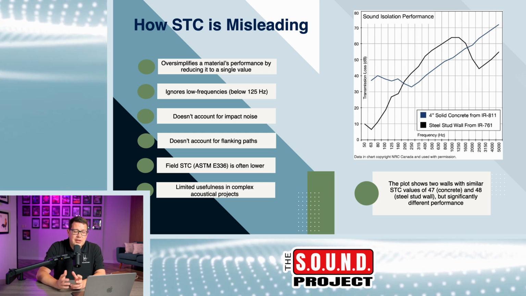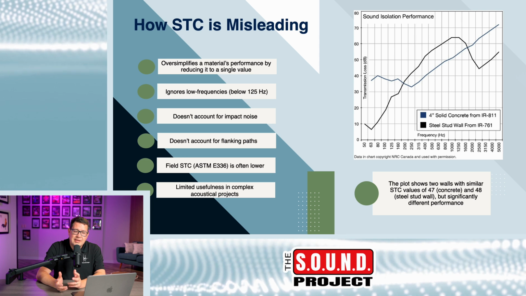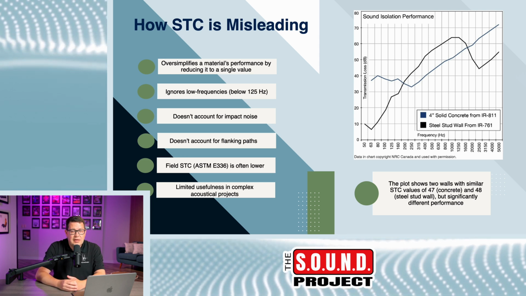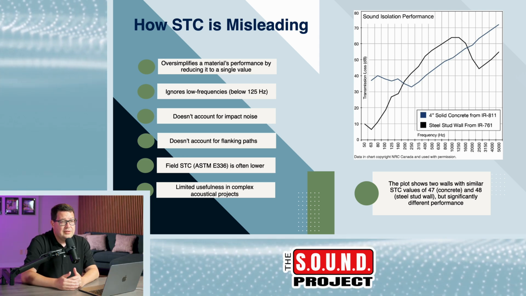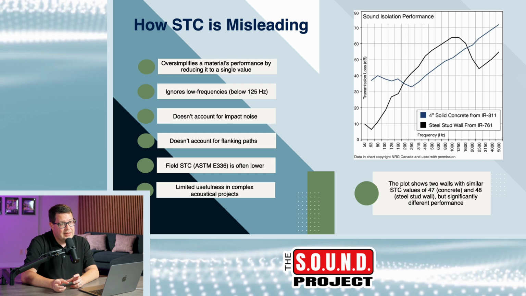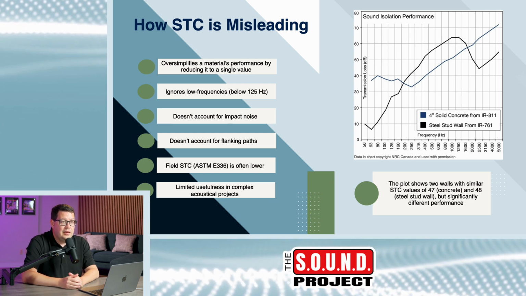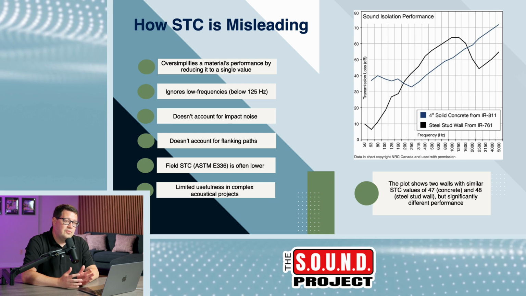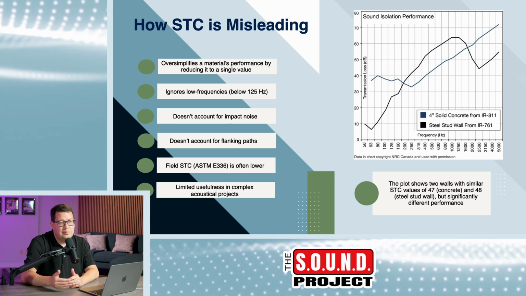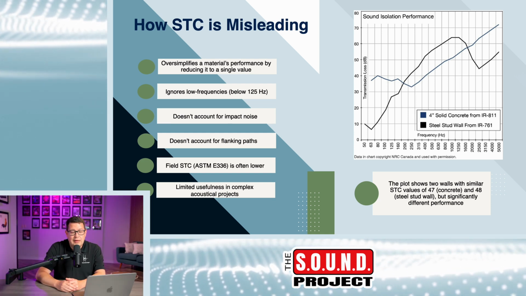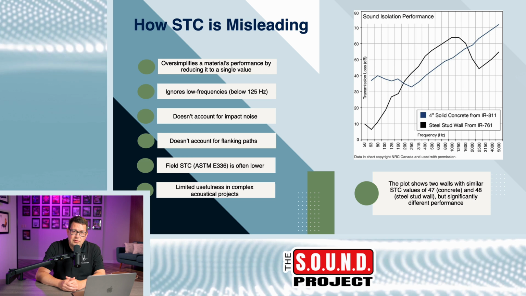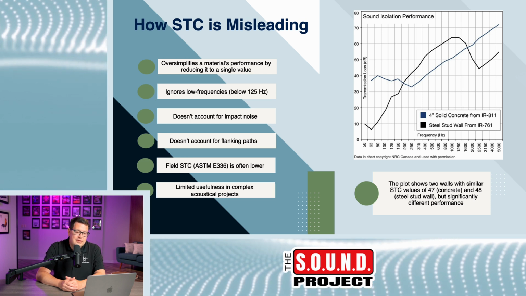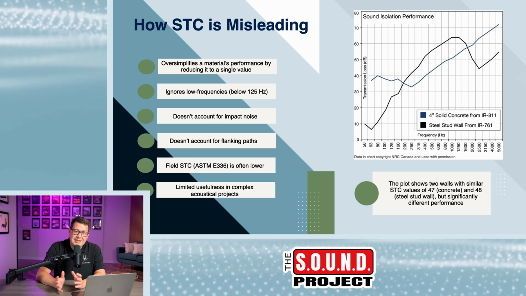And it's kind of limited in usefulness on complex acoustical projects, because most of the time what we're doing is getting that frequency-dependent transmission loss data and looking at it to see which materials are going to be best at stopping low frequencies, or any frequencies that a particular project is struggling with. The graph on the right side of the screen right now shows how misleading STC values can be.